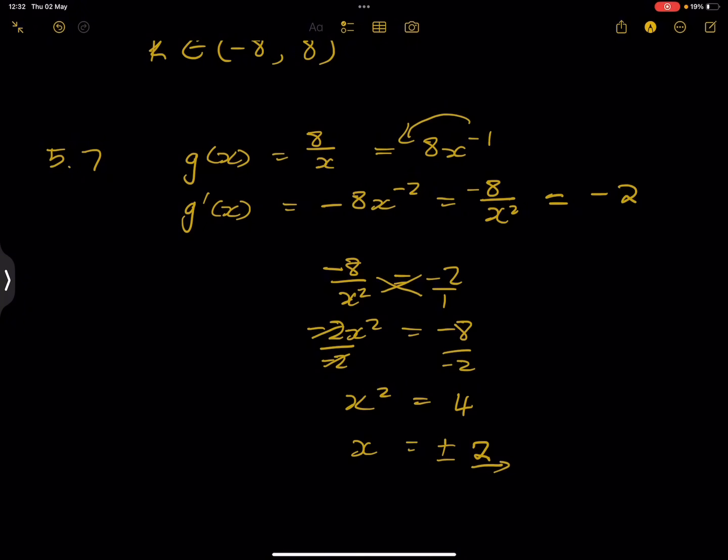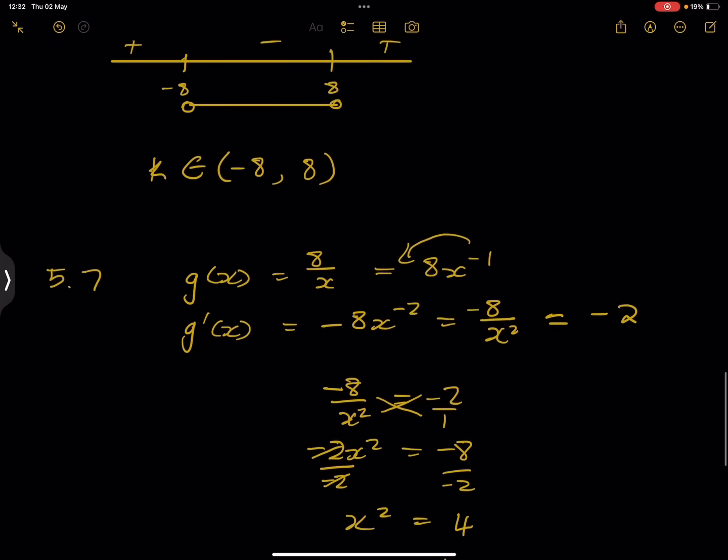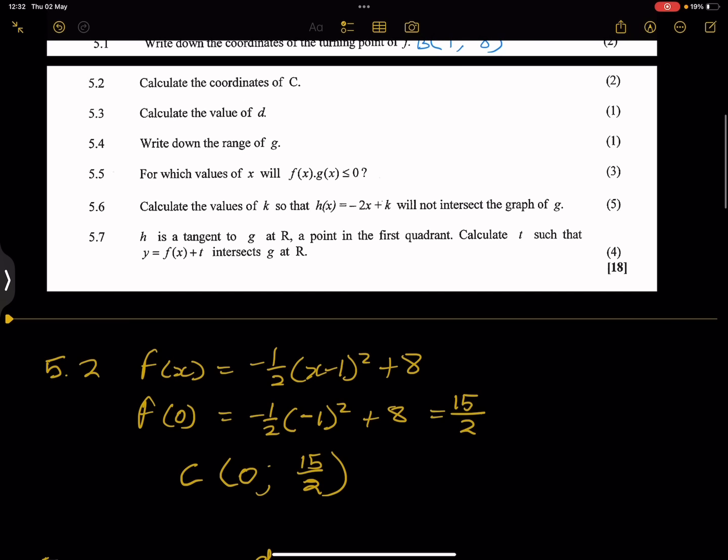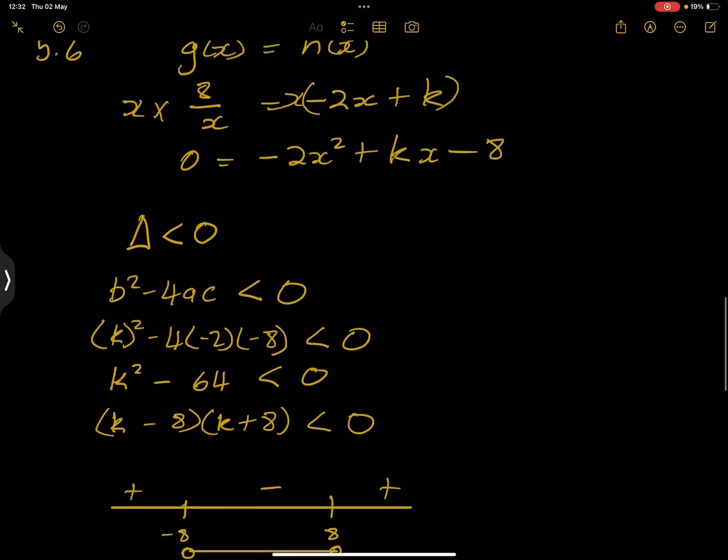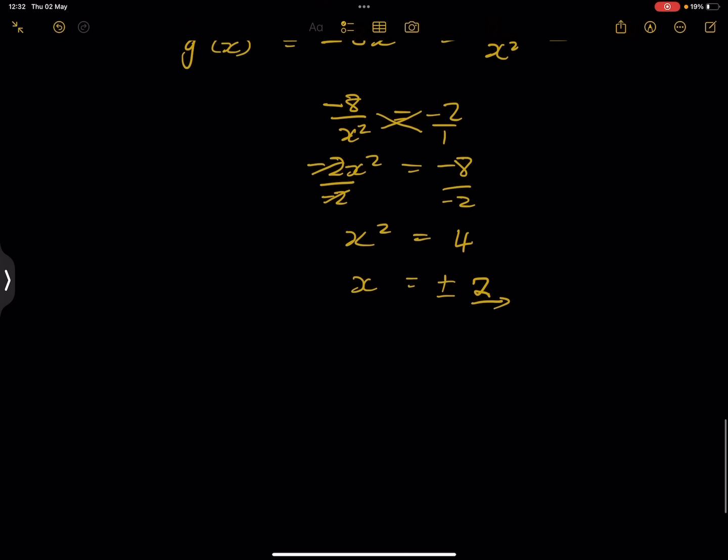Now, note, ladies and gents, they had said to me that this point must be in the first quadrant. So which means x cannot be equal to -2, right? So in this case, x is equal to 2, right? And x cannot be equal to -2. So there is my x value, right?